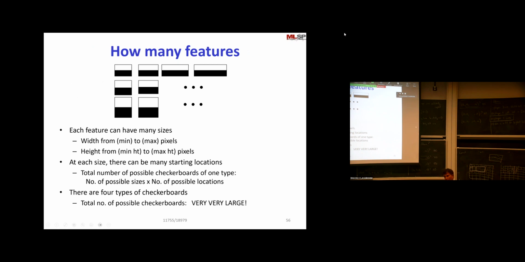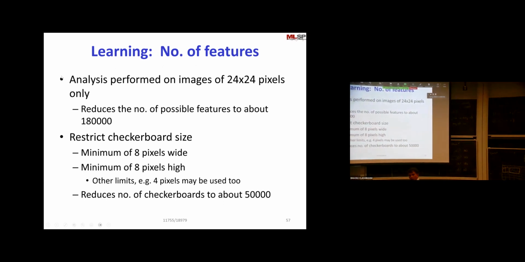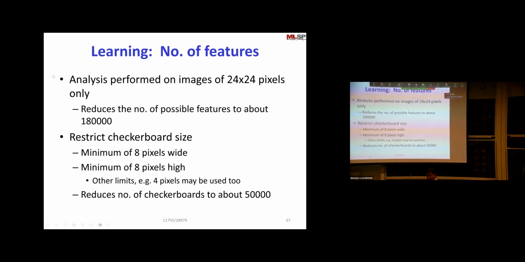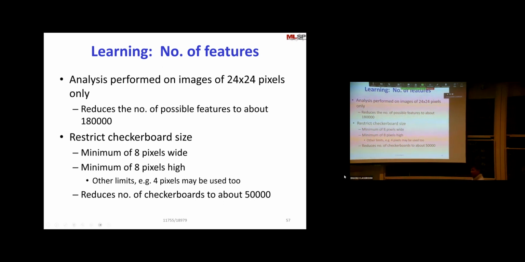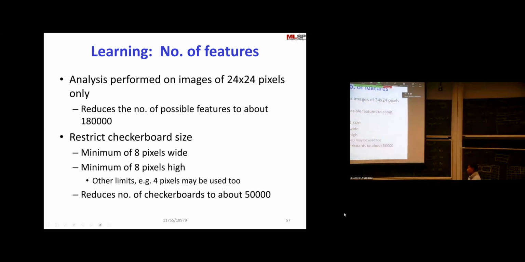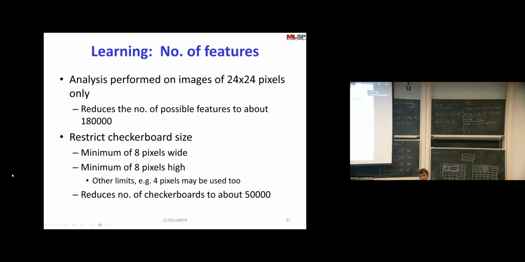So for efficiency's sake, even during training, in the original paper they actually scaled images down to 24 by 24 pixels. They were performing face detection on these tiny 24 by 24 pixel images, and they were getting it almost 100% right. It's amazing, right? Because that's how powerful the technique is. When you do that, it turns out that on images of that size, the number of possible features reduces to about 180,000.